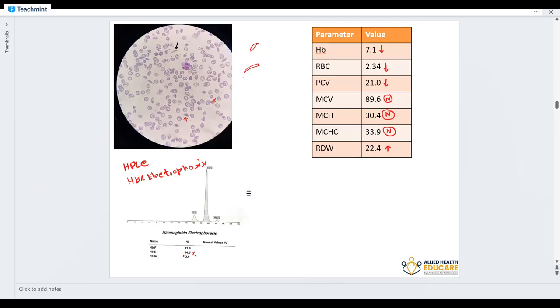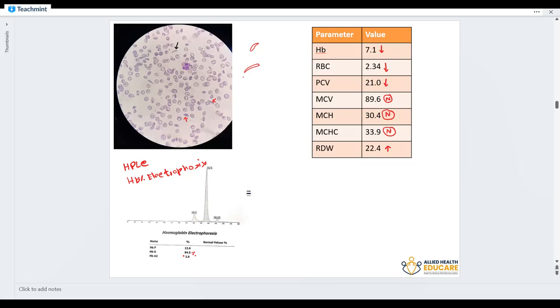In case of sickle cell anemia, you may not find any sickle cell in the blood picture. Then you have to confirm it by doing hemoglobin electrophoresis. The CBC report cannot reflect whether it is sickle cell anemia or not. So you have to rely on two things. One is the peripheral blood smear, and you may do some other test that can confirm that it is sickle cell anemia.